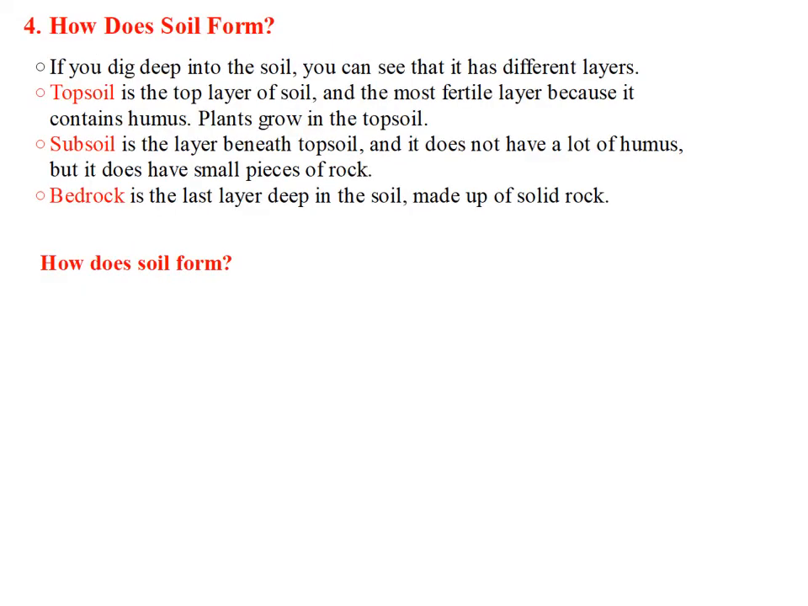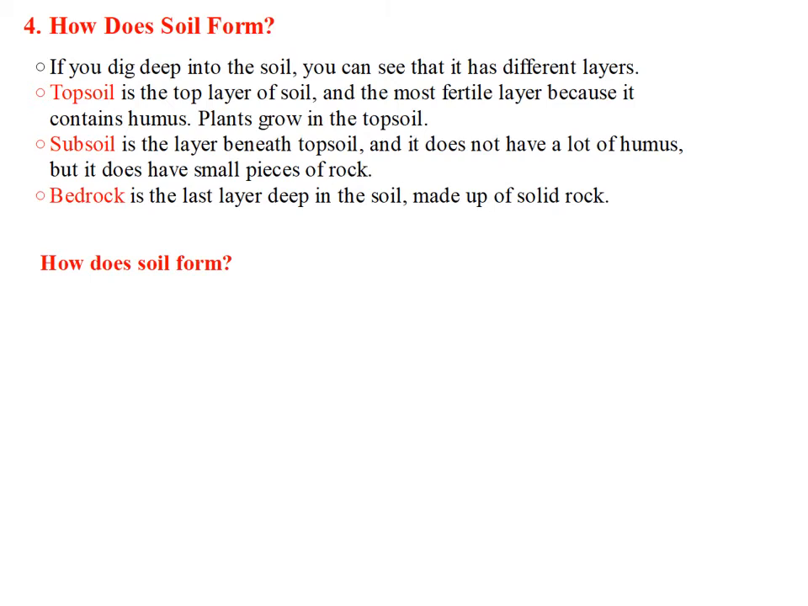Now let's see, how does soil form? If you dig deep into the soil, you can see that it has 3 different layers. First layer is called topsoil. Topsoil is the top layer of soil and the most fertile layer because it contains humus. Plants grow in the topsoil. Second layer is called subsoil. Subsoil is the layer beneath topsoil, and it does not have a lot of humus, but it does have small pieces of rock. Bedrock is the last layer deep in the soil, made up of solid rock.